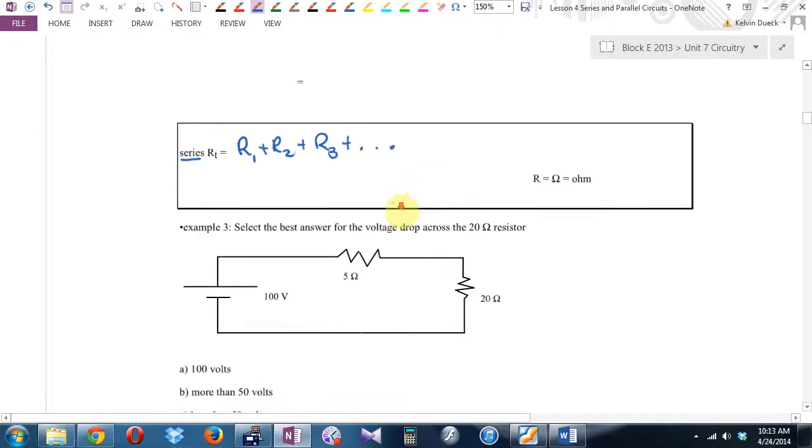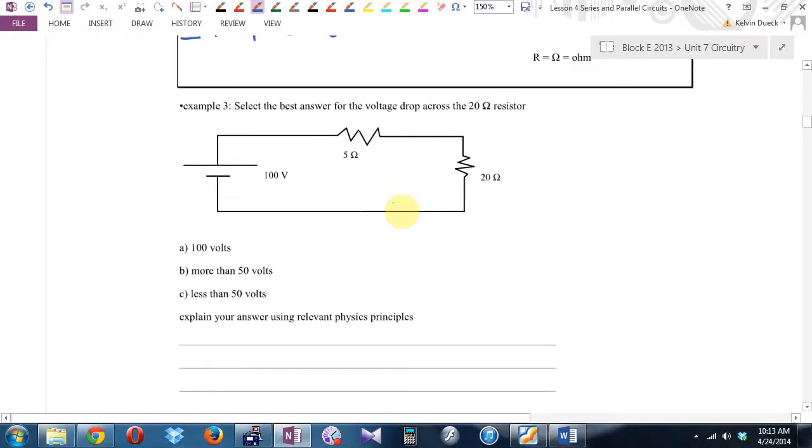Example 3 says, select the best answer for the voltage drop across the 20 ohm resistor. Is that 20 ohm resistor going to be 100 volts, more than 50, less than 50? We're going to be more specific. We're going to find the exact voltage drop. Step 1, look for total current. Did they give me total current? No. Step 2, look for a resistor.